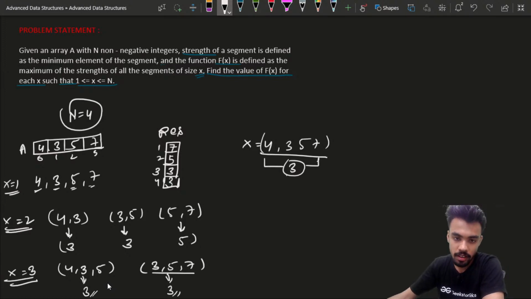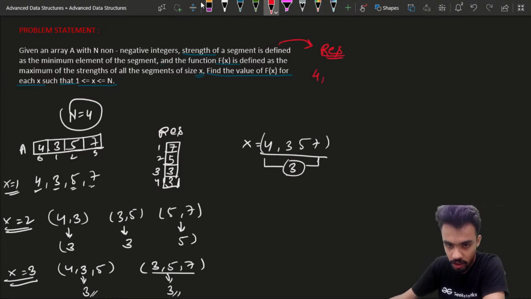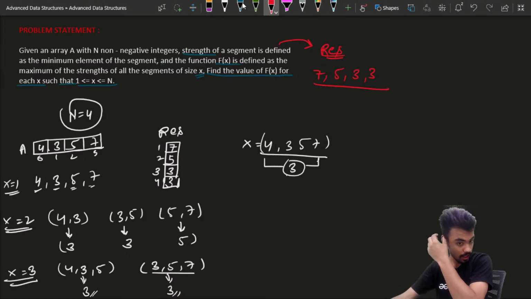So the result for this is nothing but 7. Let me write it in some other color. So this was the array, 4 comma 3 comma 5 comma 7, this is not the result, this was the given array. The result is 7 comma 5 comma 3 comma 3. Okay, so this is our result that we have calculated manually.